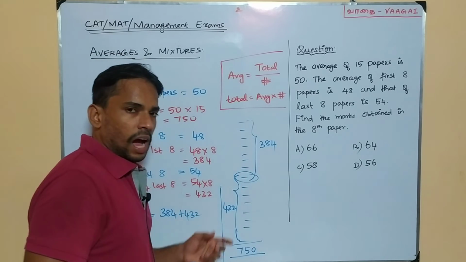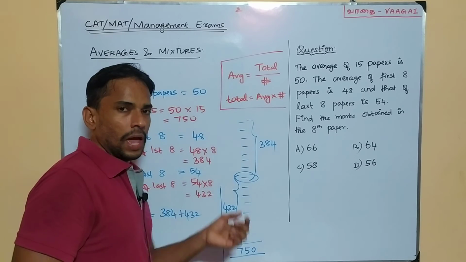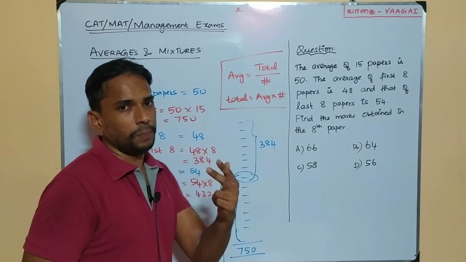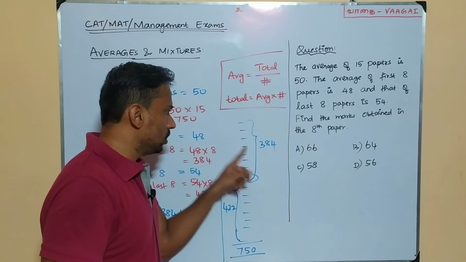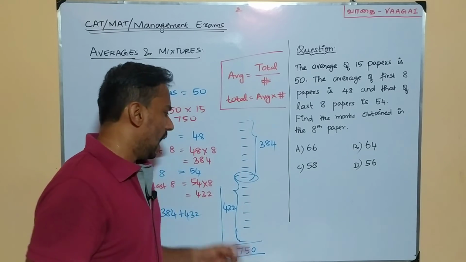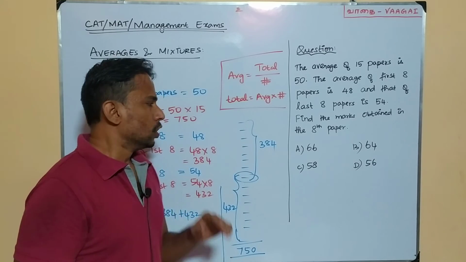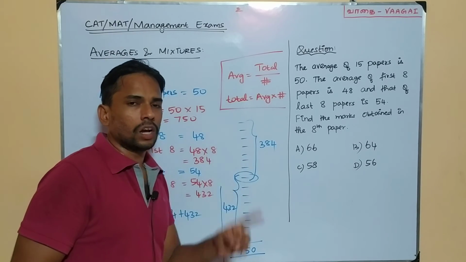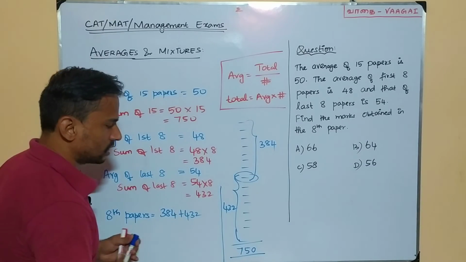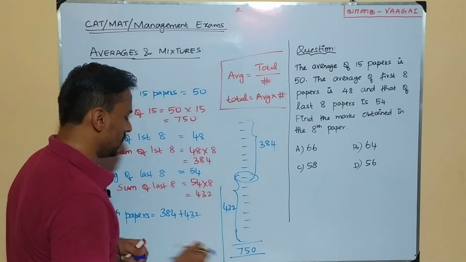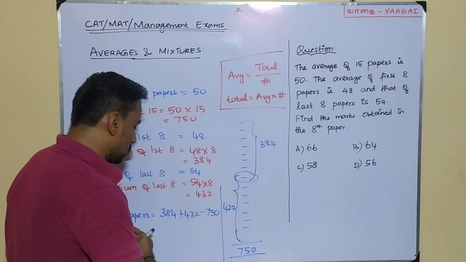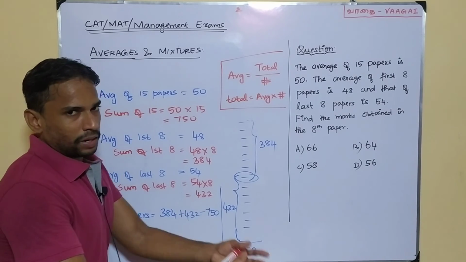If I add this and this, I will be getting the sum of all these papers, but we should be very careful here. This 8th paper's mark alone is double counted. It will be counted twice, because in this list the 8th paper is there. In this 384 I have the 8th paper score, and in this 432 also I have the 8th paper score. So very clearly all the other papers are counted just once, but the 8th paper score alone is counted twice. For that reason, I am going to subtract this overall total 750 from this total. So 750 I am going to minus. This is quite simple, right? Now I can very easily get the score obtained in the 8th paper.